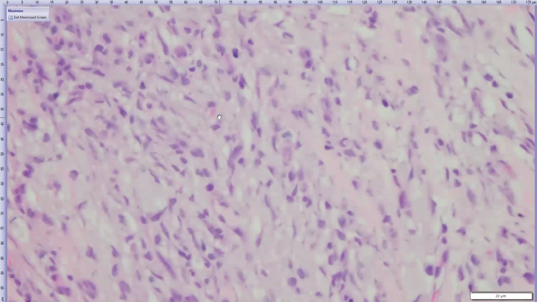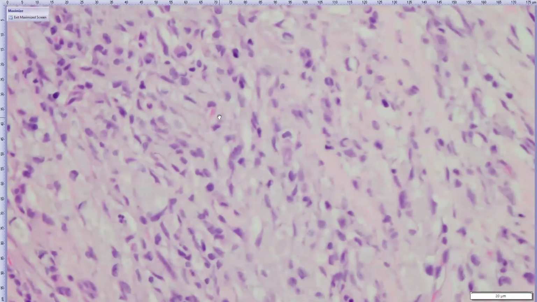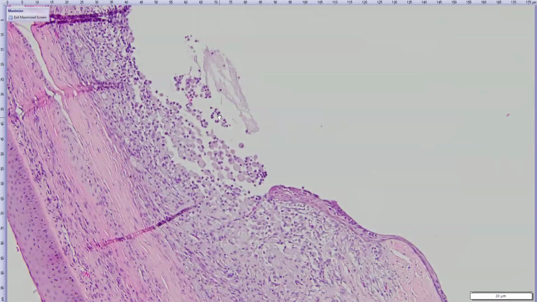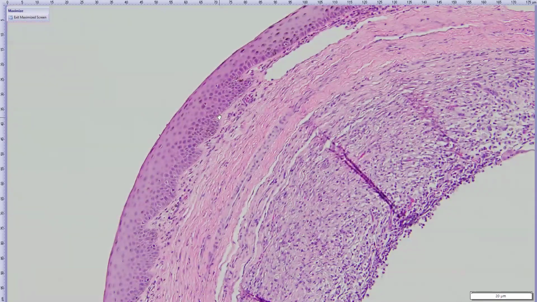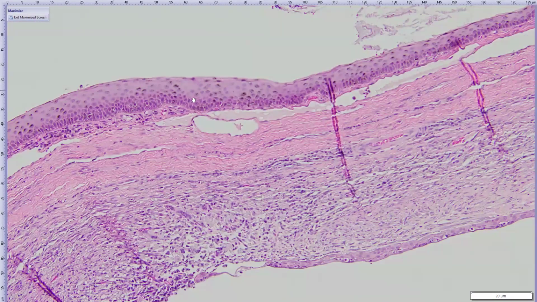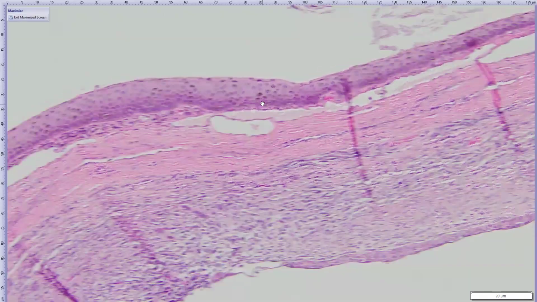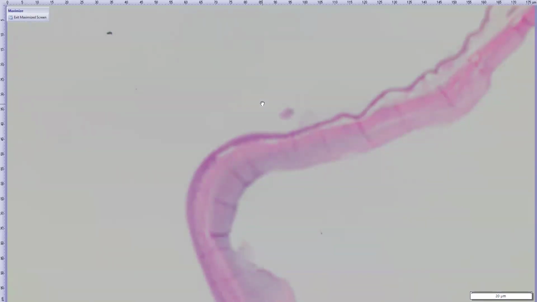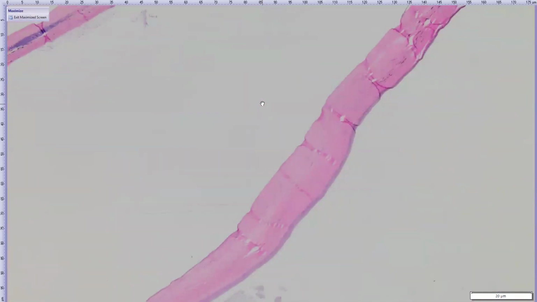So we have a little bit of granulomatous or histiocytic inflammation here in the cornea. There's also a little bit of that pigment in our corneal epithelium. And before I get to maybe the elephant in the room, I'm going to slide over to our other piece here.